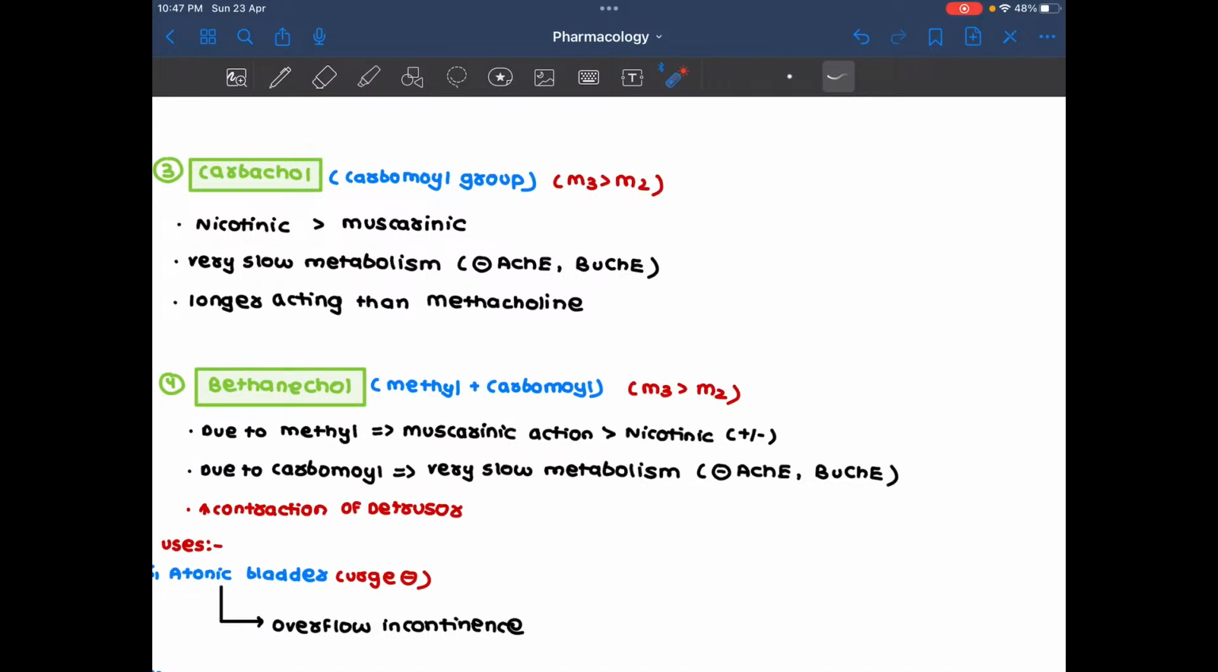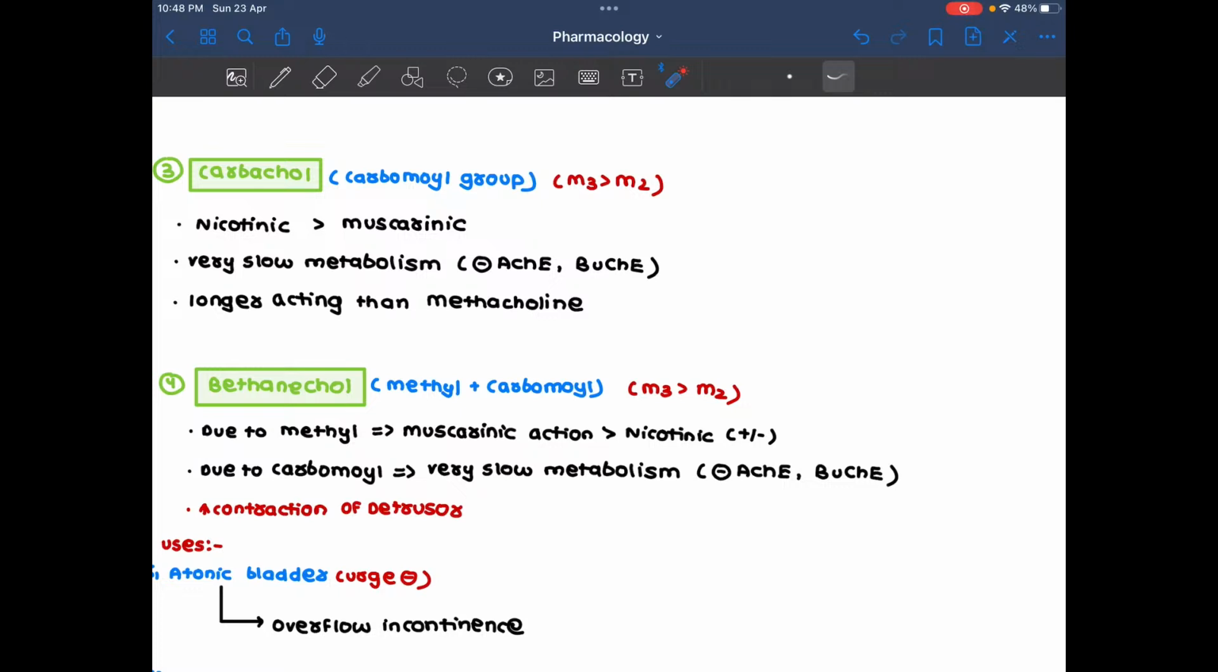Again, acetylcholine, methacholine. Methacholine mainly has a muscarinic preferential action as compared to nicotinic action, and it's longer acting than your acetylcholine. Done. The next thing that we have is carbachol. In carbachol I've now attached a carbamyl group. By attaching a carbamyl group, what's going to happen is this choline is now going to become more nicotinic as compared to its muscarinic action. And what we achieve by attaching this carbamyl group is that it's now going to have a very slow metabolism. It's not going to be acted on by acetylcholine esterase, nor by butyrylcholine esterase. So it's the longest acting of them all.